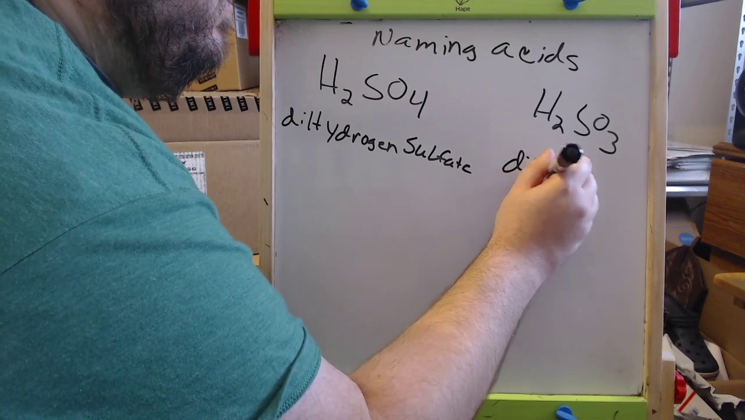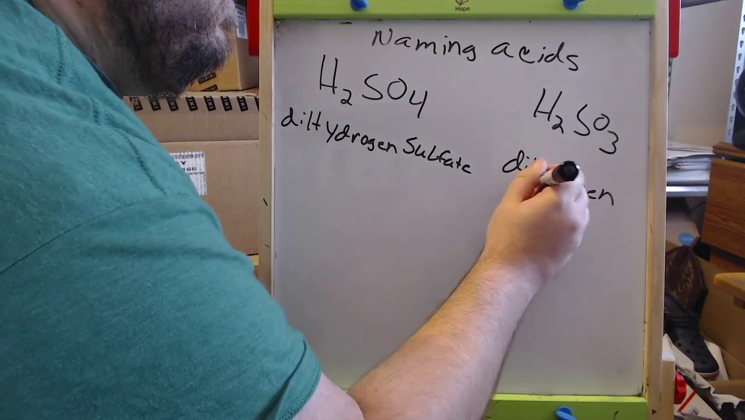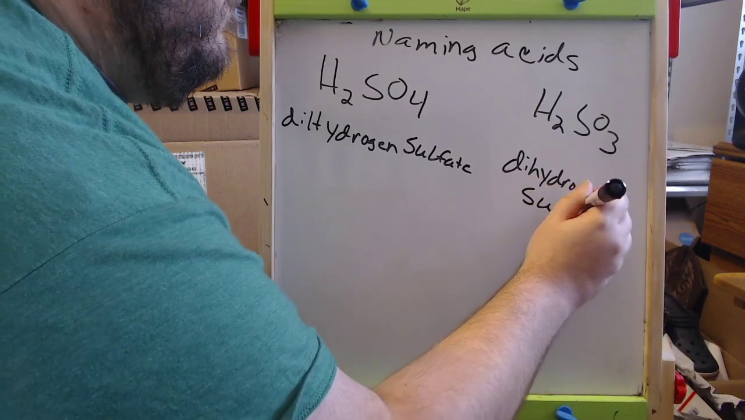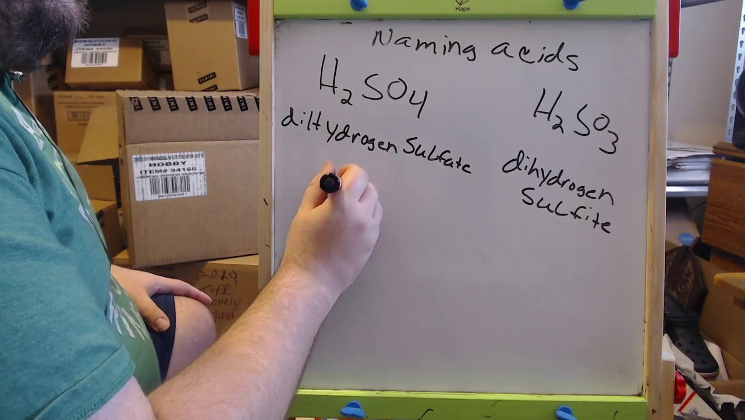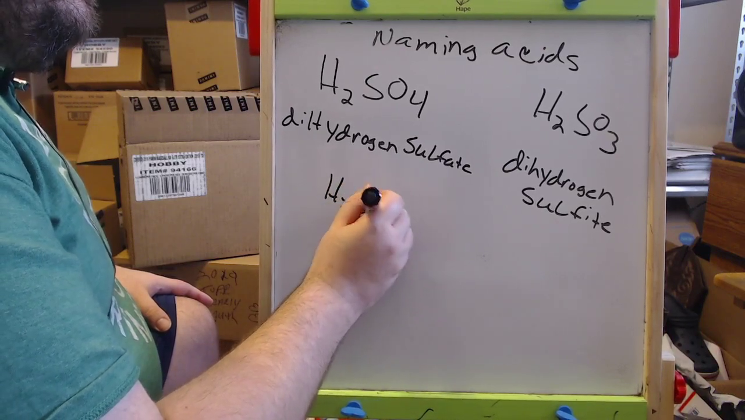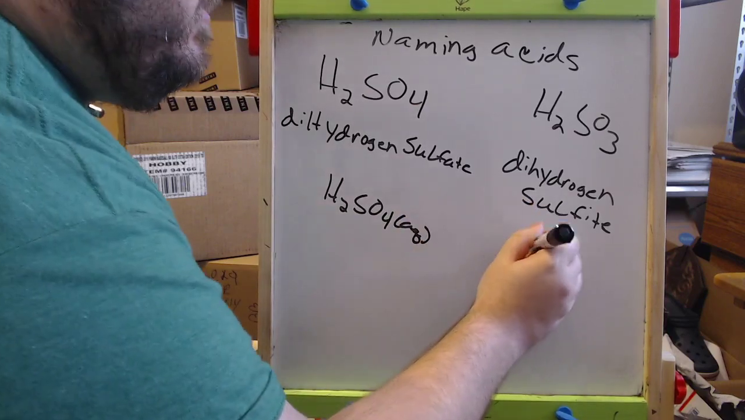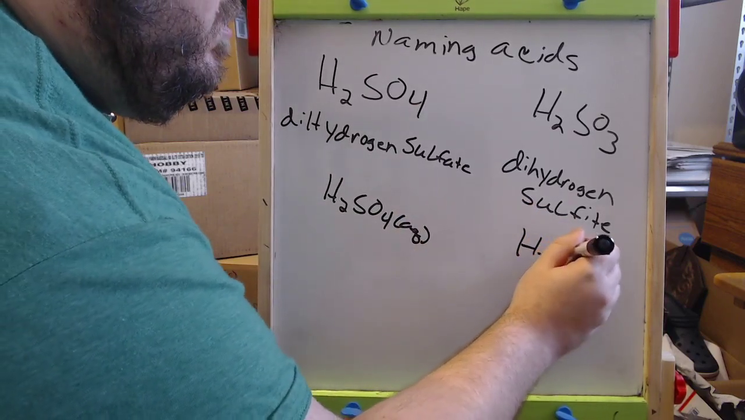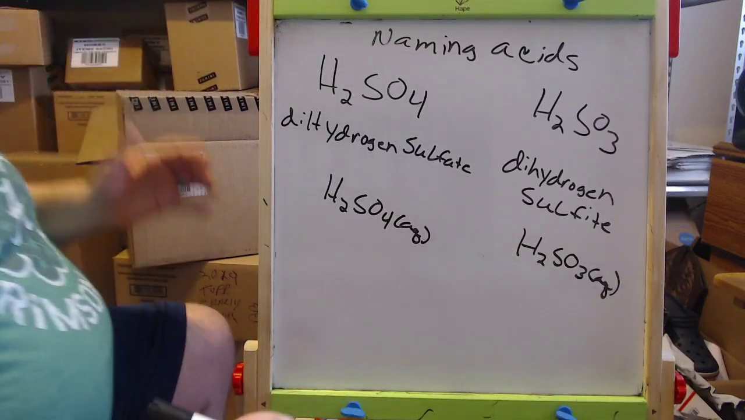Dihydrogen sulfite. If they are aqueous, here comes our name. And this is why you should be familiar with your polyatomics.